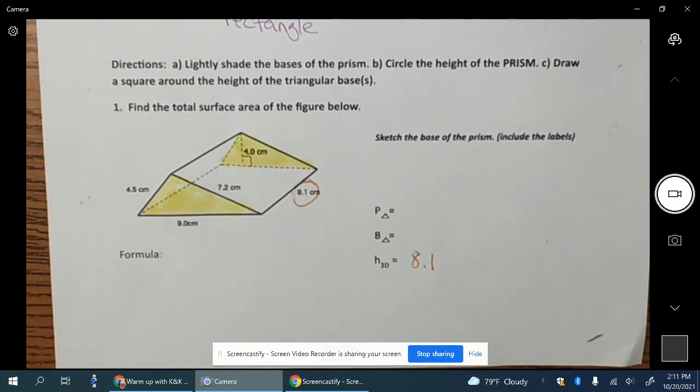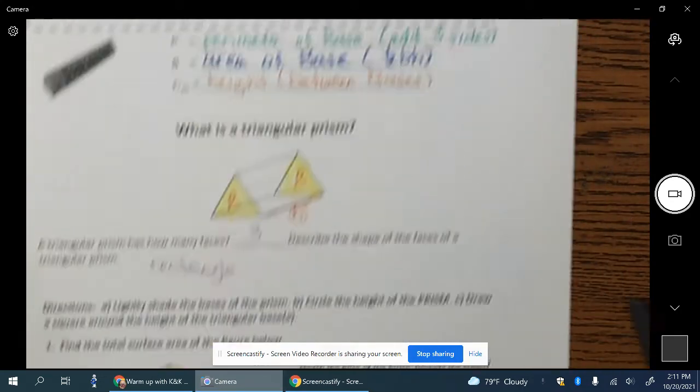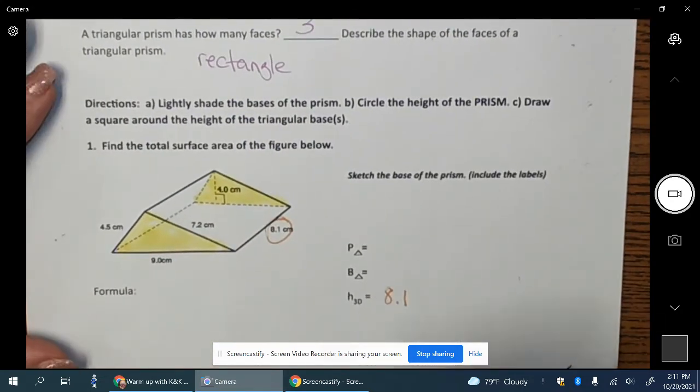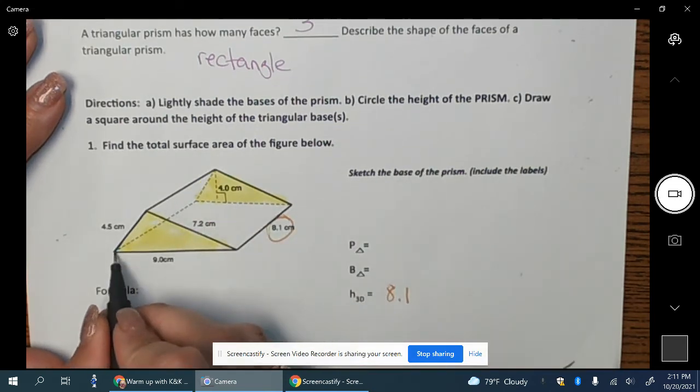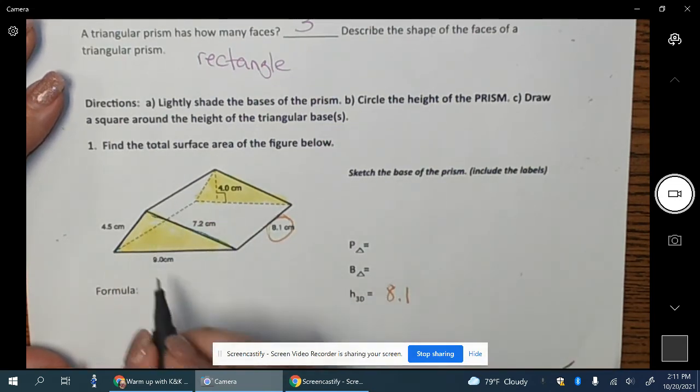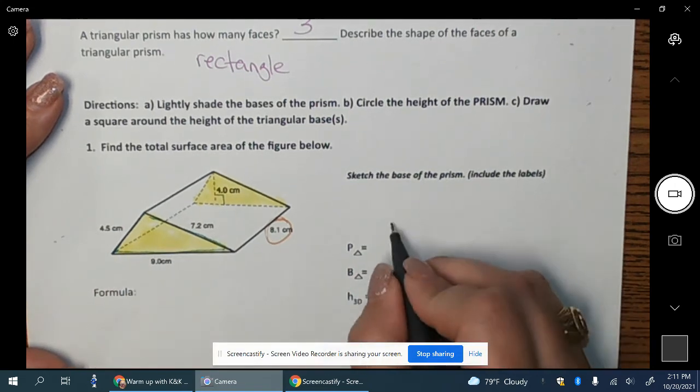All right, the perimeter. How do you find the perimeter? Add the 3 sides. So I need the 3 sides that make up the triangle. What are they? 4.5, 7.2, and 9.